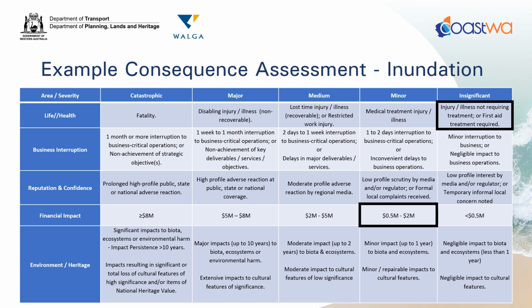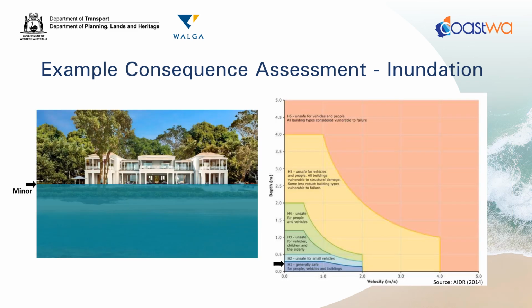So it's a nice house, you might need to replace the floors. It could easily be more than $500,000, up to say $2 million. And when we look at environment and heritage, that could also be negligible. So when we're looking at this example here, what we would end up with is a minor rating scale.